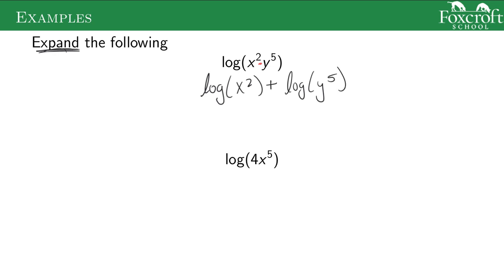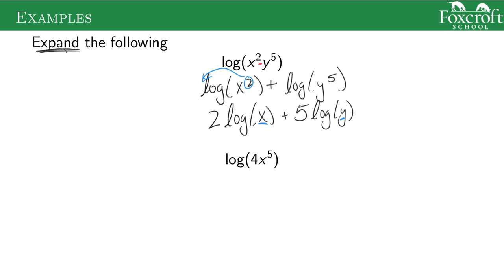Now, each of these individual logs has an exponent, and our rule says if we have an exponent, we can bring it to the front. So the 2 is going to jump to the front. Now we're just going to have an x in here. The 5 can jump to the front, and we're just going to have a y in here. And that's our final answer, because you can't get simpler than just having a single term inside of the log.